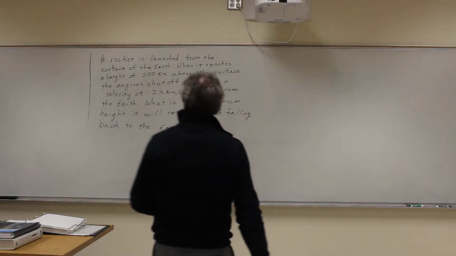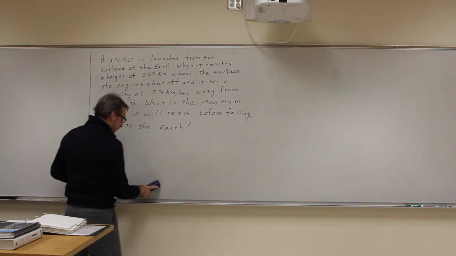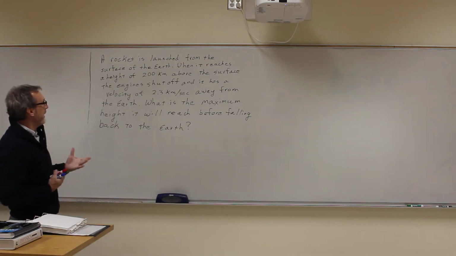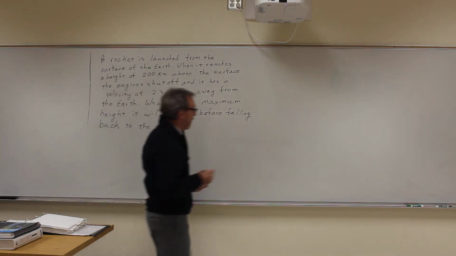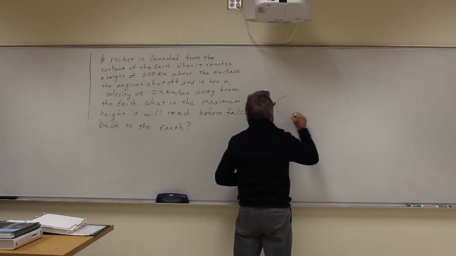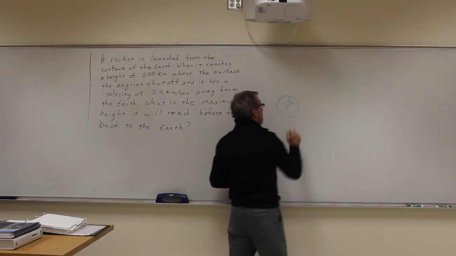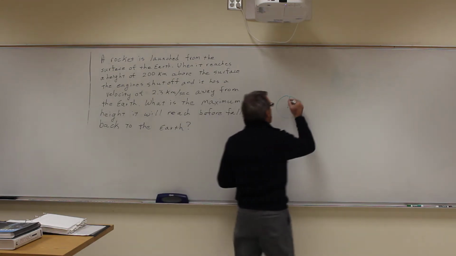So this is an example problem I'm going to do from chapter 13, which talks about gravity. In this case, we have a rocket which we're launching from the surface of the Earth. So you can think of it like this. Here's the Earth. It's launching, it already is at the radius of the Earth. It launches upward.